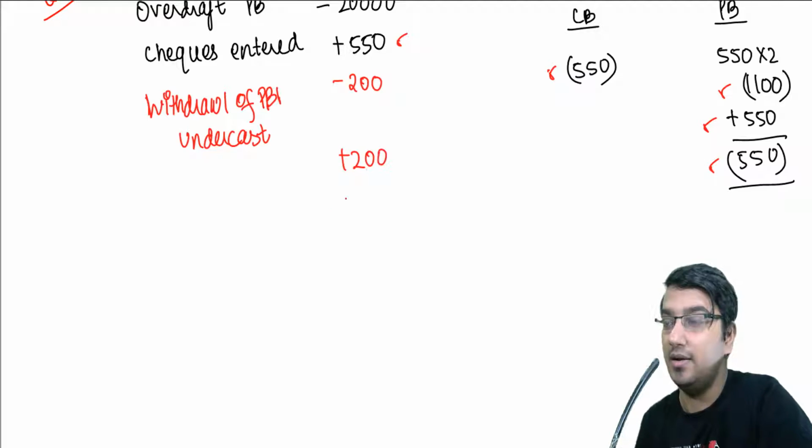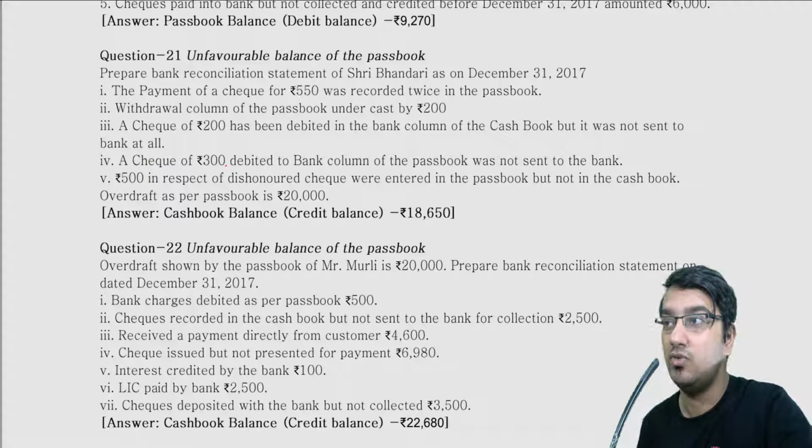200 should be added. Next, they're saying a check of 300 was debited in the bank column of the passbook, was not sent to bank at all. This is again the same point that they were discussing in the earlier point. This is just a change of language. Debit in the bank column means we were expecting the deposit in the cash book. It was not sent to the bank at all. Therefore, the adjustment should be, we'll just add there as well. Okay, 300 should be added.